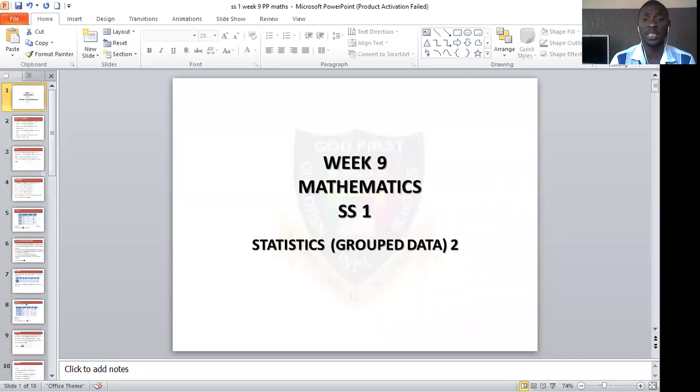Before we go into that, I would like to share with you the lesson, so I carry you along, and talk about the learning objective. I tagged it grouped data two, because it's an extension of what we discussed in the previous class. Here we are just looking at how to calculate the mean, median, and mode. So this is our learning objective.